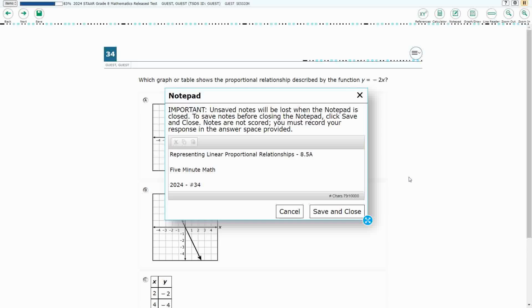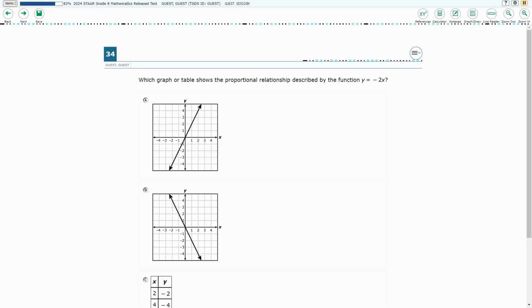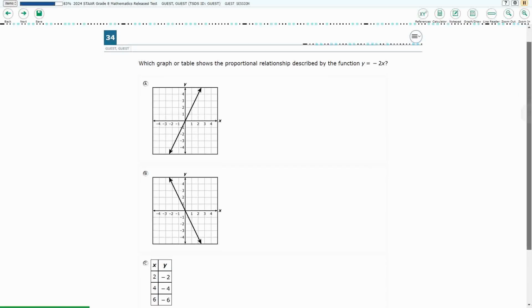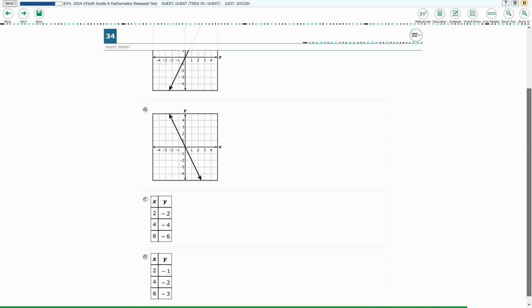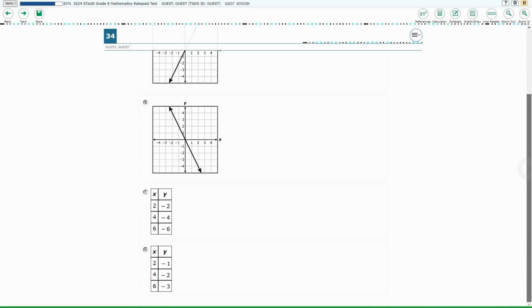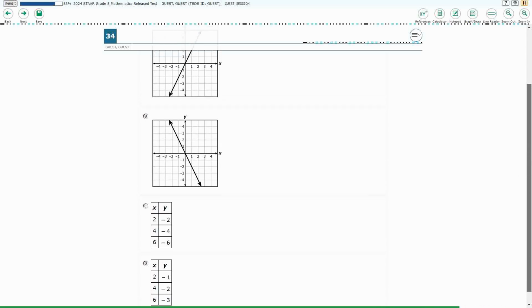Today we are looking at the 8th grade concept of representing linear proportional relationships. This is standard 8.5a in the great state of Texas, and we are using item number 34 of the 2024 released STAAR test. If you haven't done so already, please go ahead and take a moment to pause the video, work this problem out on your own, unpause it, and we will look at our answers together.